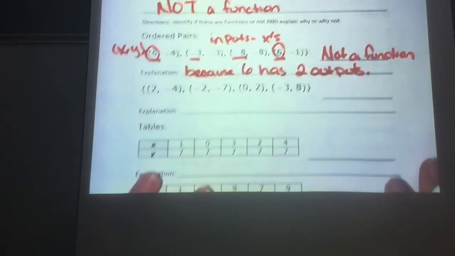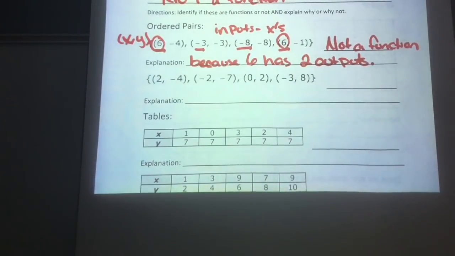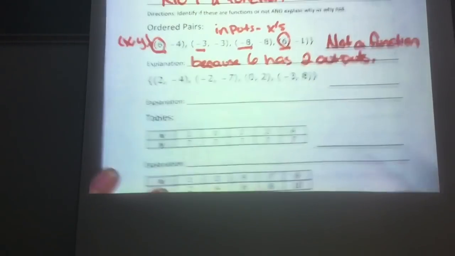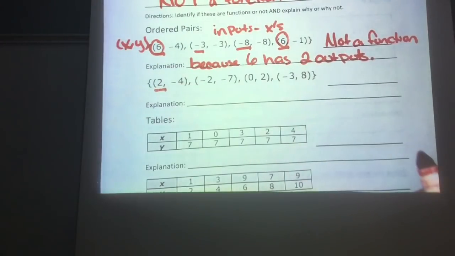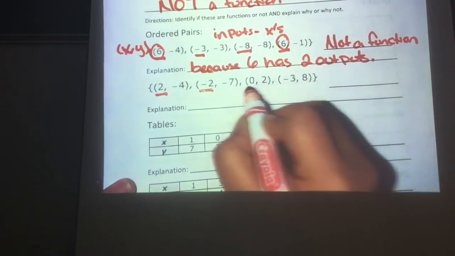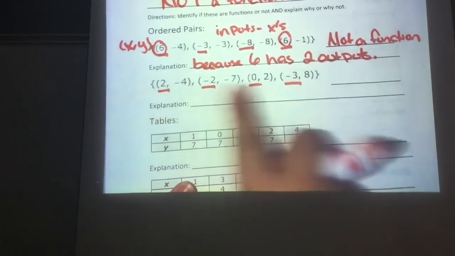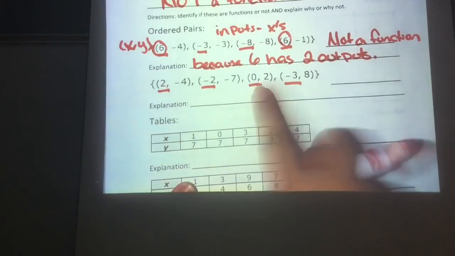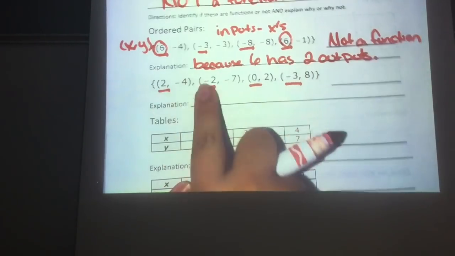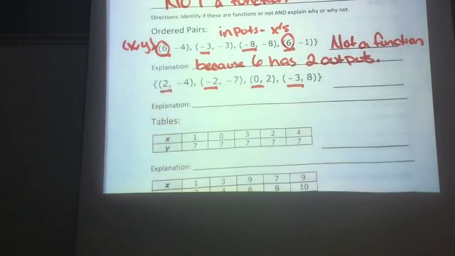So let's look at my second example. I'm doing the same thing. I'm looking at my inputs or my x's. My inputs here would be 2, -2, 0, and -3. None of these x's repeat. These are all different. 2 and -2 are not the same number. So these are different x's.